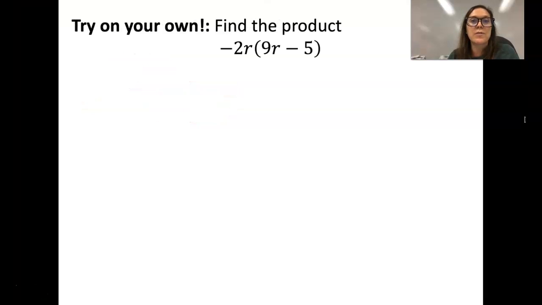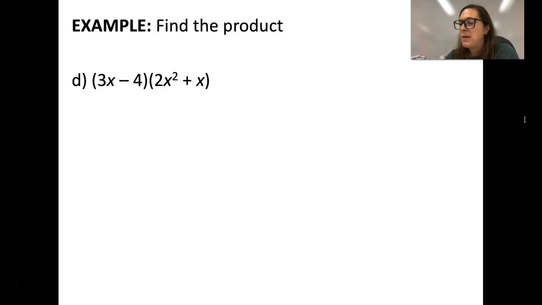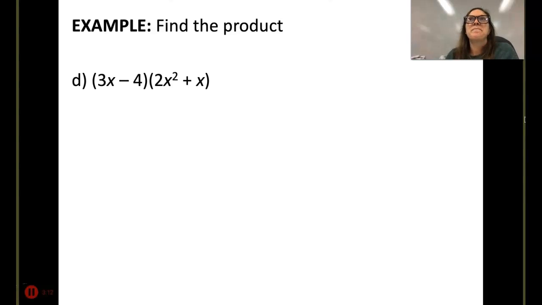All right, hopefully that wasn't too crazy. See if you can do this one on your own. Did you get -8r squared plus 10r? Hopefully you did, and I don't think I need to go through that. All right, how about a binomial times a binomial? You remember your good old FOIL? I don't ever use the acronym FOIL. It's just double distribution. That's what FOIL is, right?